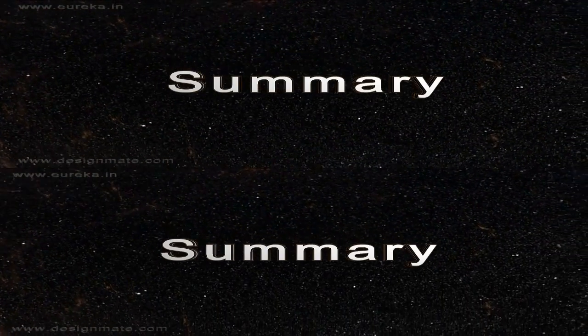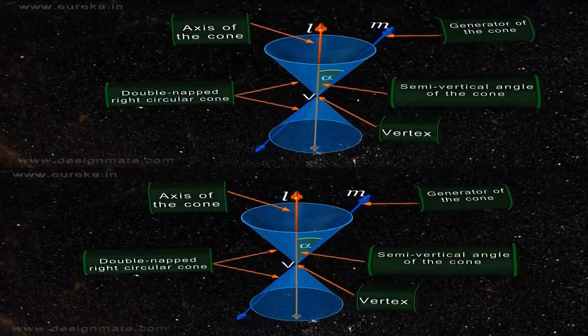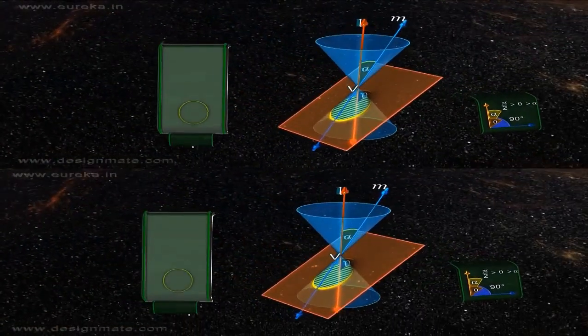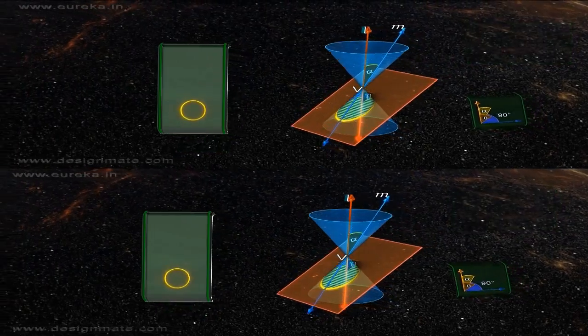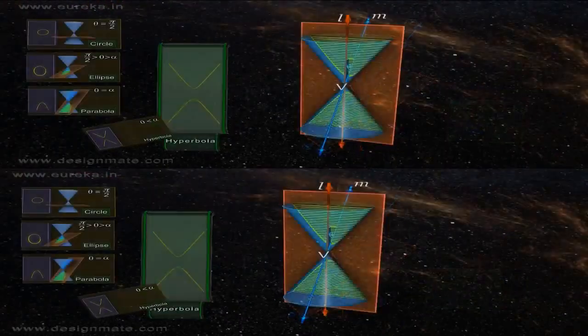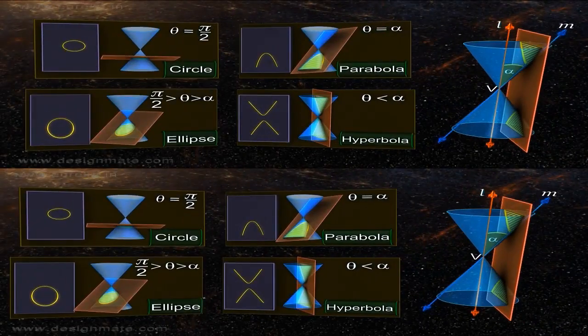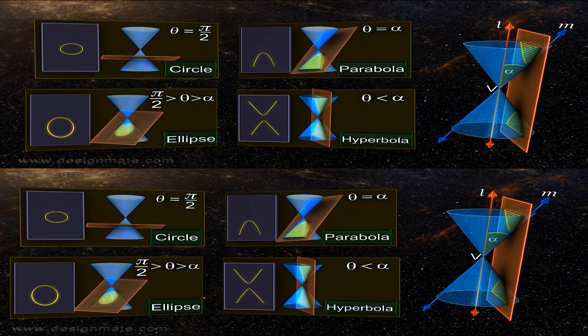Summary. In this session, we've understood the concept of a double-napped cone and also the curves formed by the intersection of a plane with a double-napped cone. To summarize, the curves formed are the circle, the ellipse, the parabola, and the hyperbola. These curves form the conic section.